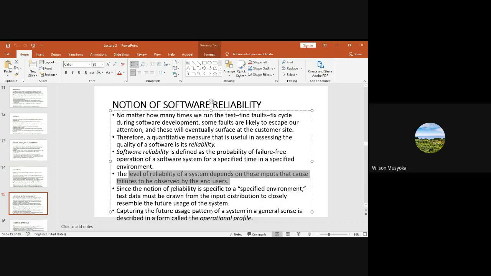So this idea of reliability is specific to a specified environment, meaning that in a certain environment, the system can work without any problem, and then in another environment, the system will be exposed to some triggers which will now show those errors which had run undetected. That is what it means.